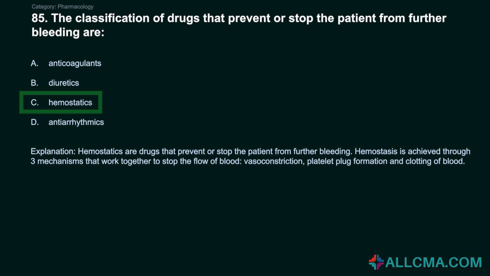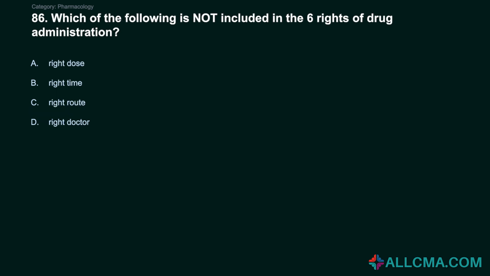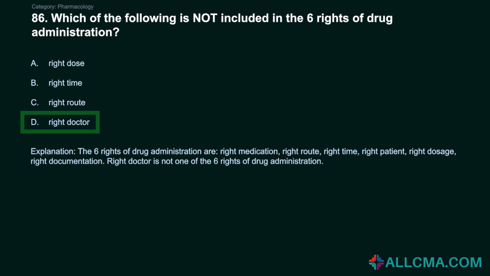Hemostasis is achieved through three mechanisms that work together to stop the flow of blood: vasoconstriction, platelet plug formation, and clotting of blood. 86. Which of the following is not included in the 6 rights of drug administration? A. Right dose. B. Right time. C. Right route. D. Right doctor. Correct answer, D. Right doctor. The 6 rights of drug administration are right medication, right route, right time, right patient, right dosage, right documentation. Right doctor is not one of the 6 rights of drug administration.